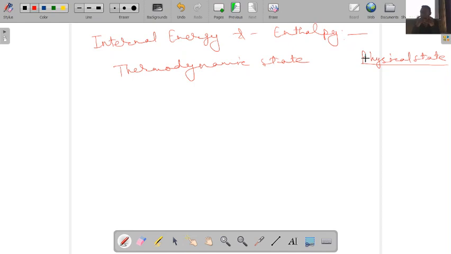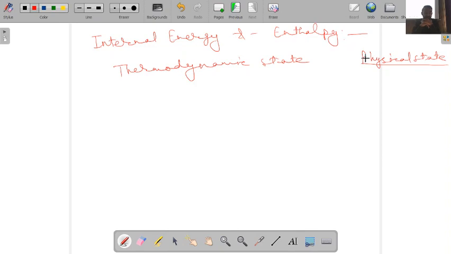So it is acting like a liquid only. It is having pressure of 1 atmosphere, temperature of 25 degrees Celsius, and even if you find its other thermodynamic properties which depend upon its thermodynamic state, for example internal energy, enthalpy, entropy, etc., they will also be the same.